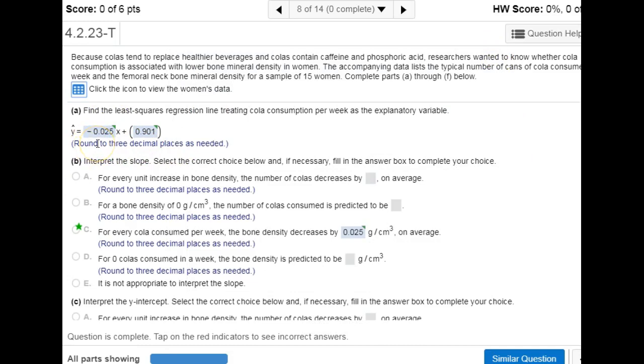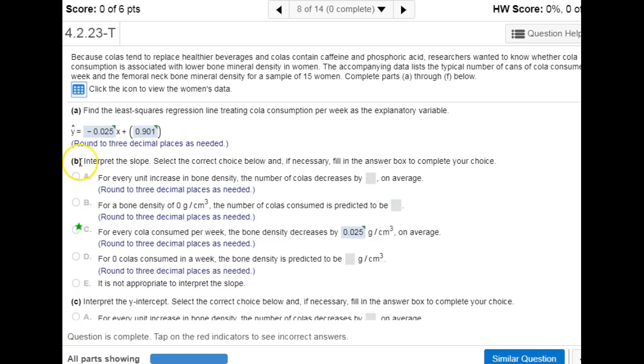And the way we interpret slope is always the same. It's how much does y change, which in this case is bone density, for every increase in x by 1. And x in this case is colas. So for every cola consumed per week, that goes up by 1, the bone density is going to change by the slope amount, which in this case is a decrease because it's negative, and this is the amount of the decrease.